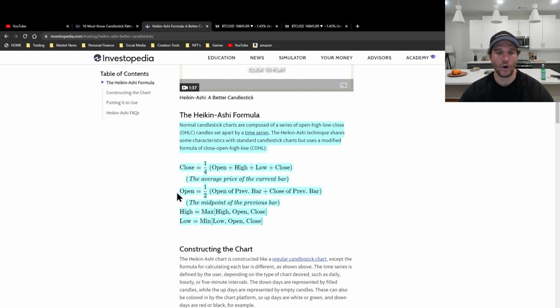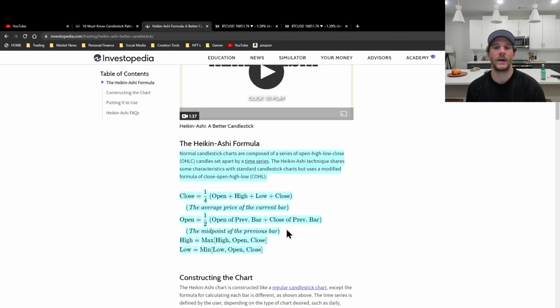And how they calculate the open for that bar is 1/2 of the open of the previous bar plus the close of the previous bar. So you're actually using the previous month, or whatever your time horizon is, for the open. 1/2 the open of the previous and 1/2 the close of the previous. So it's the midpoint of the previous bar. Now, the way you calculate the high and the low is you're taking the max of the high, open, and close, so whatever your max is there. And then for the low, you're taking your minimum of your low, open, and close numbers. So really it's just whichever one is lowest there.